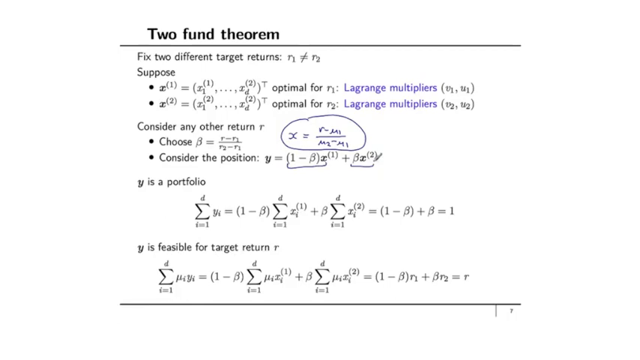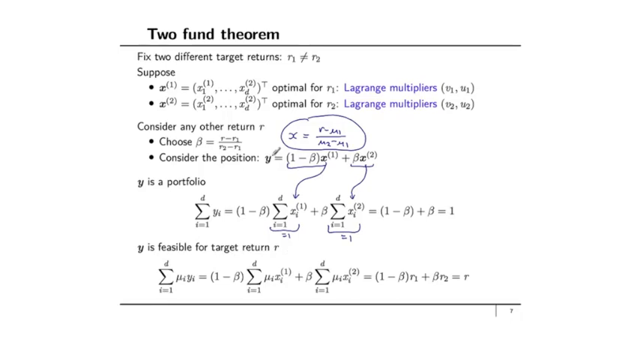This will give me some positions in all the D assets. And let's walk through and see what happens. So the first thing that I'm going to do is compute the sum of all the components of Y. The sum of the Yi's is nothing but 1 minus beta times the sum of the corresponding coefficients of x1, plus beta times the sum of the corresponding coefficients of x2. X1 is a portfolio, x2 is a portfolio, so this sum is equal to 1, that sum is equal to 1. 1 minus beta times 1 plus beta times 1, if you add it up, you get 1. So after this calculation, we know that this Y, which was just a position right now, is now a portfolio. It's a set of numbers that adds up to 1.